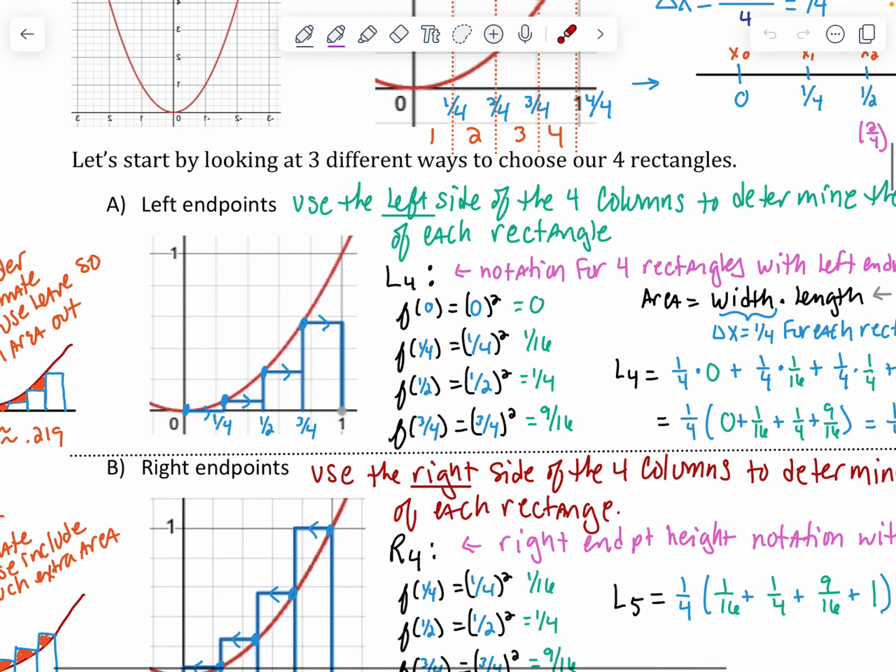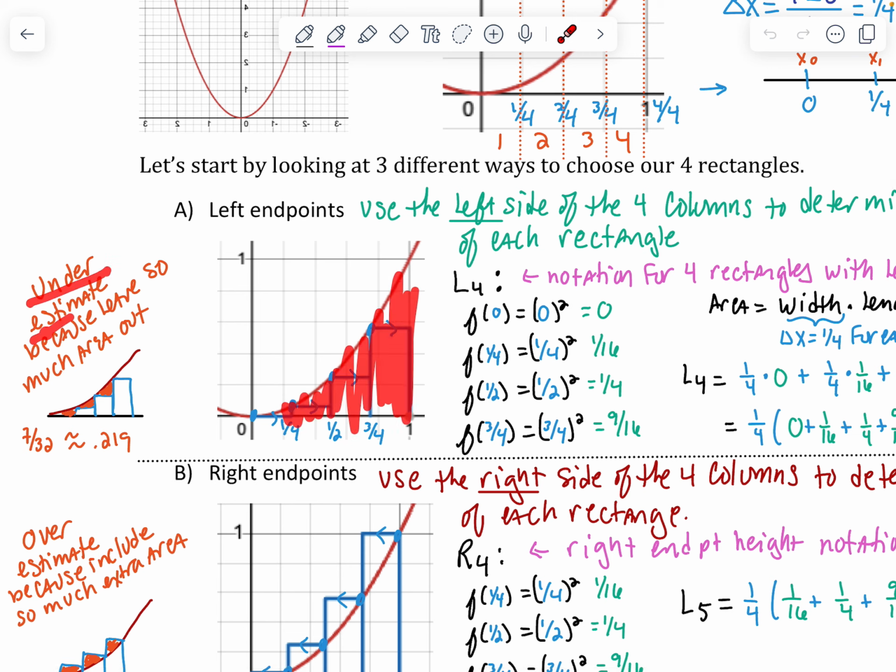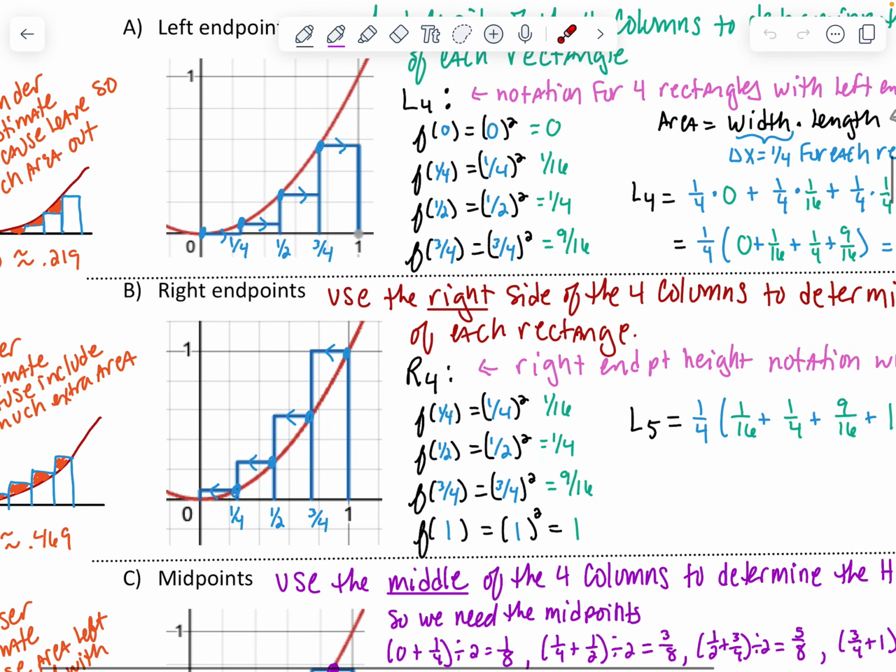There's approximately 0.219 units of shaded area, but remember, we really wanted to shade everything. The problem here is we just underestimated because we were leaving all of these sections over here unaccounted for.